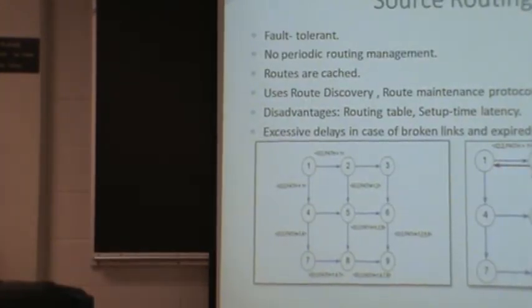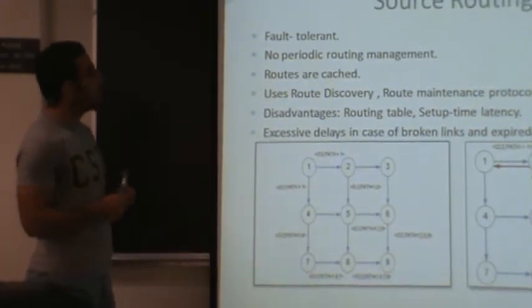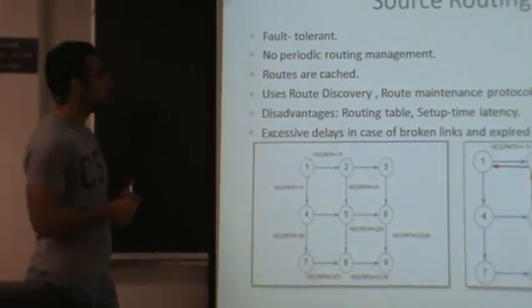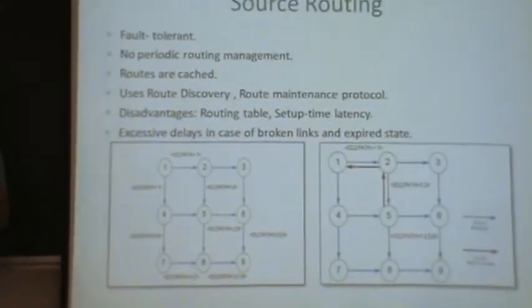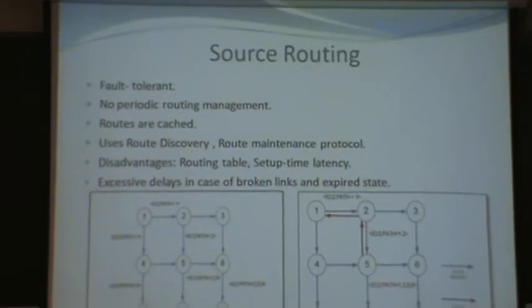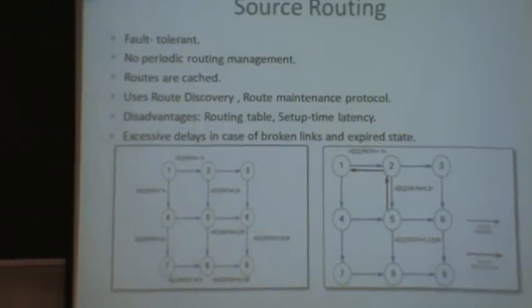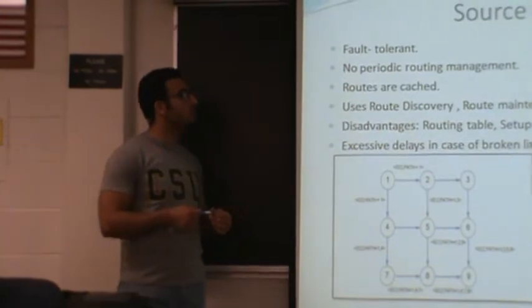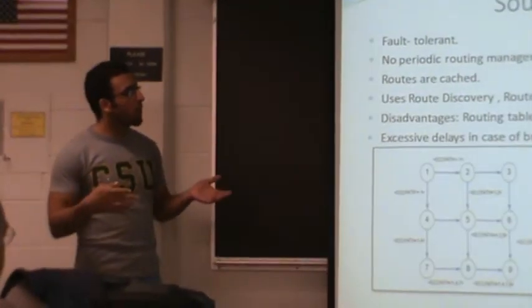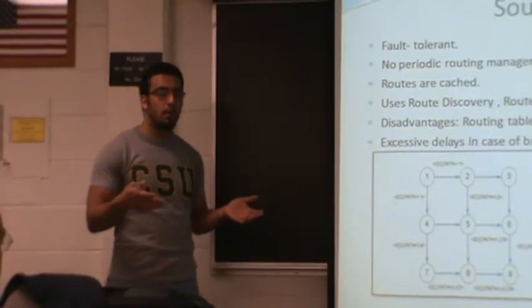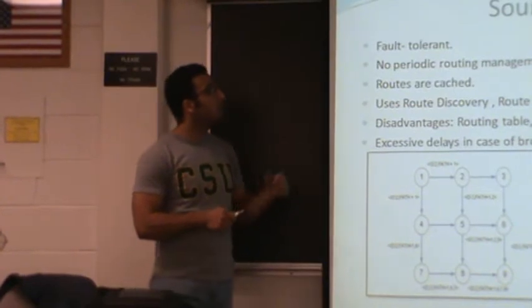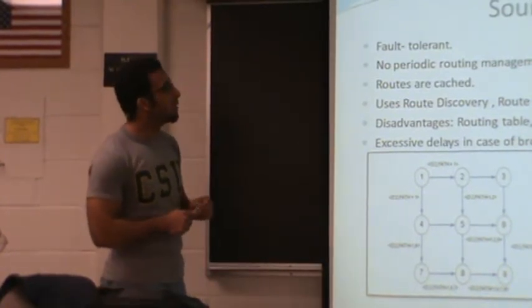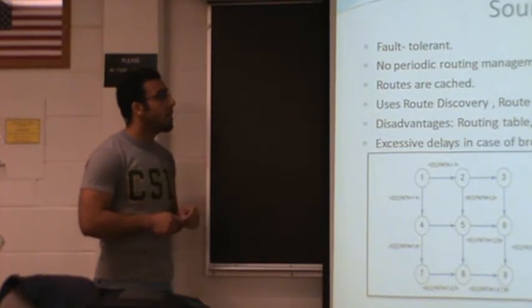Source routing algorithm. It's a fault-tolerant algorithm. The good thing about this source routing algorithm is that there is no periodic routing table management. If we draw an analogy to the internet that we use these days, we know that we also have source routing schemes, and we also know that there's a periodic update that needs to be sent every X amount of time. In network on chip, we do not have this periodic routing management.